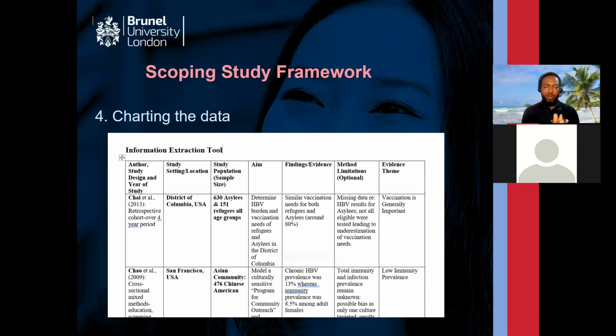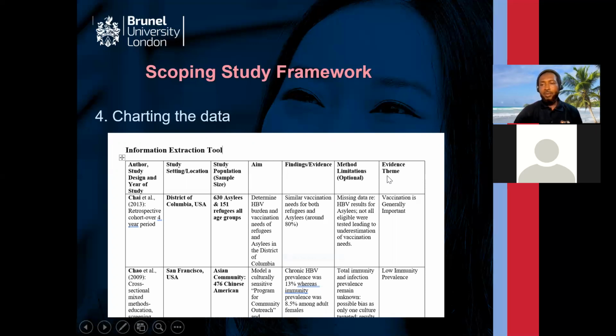So you have the one I showed here. It has already shown you what areas you want to pick information from. Looking at the first column, it says author, study design and year of study. You pick the study setting and location, study population. I have sample size here, but that's not necessary because, like I said, I don't go into that detail with a scoping review. So that's optional. Then aim of the research, then findings and evidence of the article, then methods, limitations. This is also optional. Usually I just like keeping it there, so if I find some quick limitations, I just pop them there. But for a scoping review, that doesn't matter.